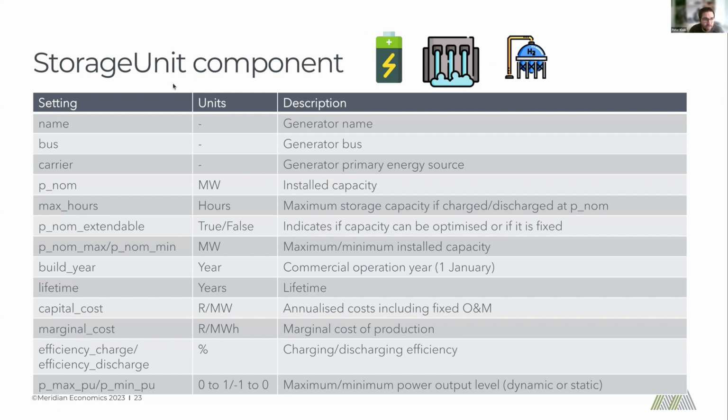Finally, just another example for storage units. Storage units really has a lot of the same parameters. It's got an efficiency, charge, and discharge. So that's your charging and discharging cycle efficiency. And with a storage unit, typically what you have is a fixed ratio between power and energy. So for example, a 4-hour battery would mean that you can discharge the battery at maximum capacity or maximum power output for 4 hours. So that's what the max hours is used to specify.